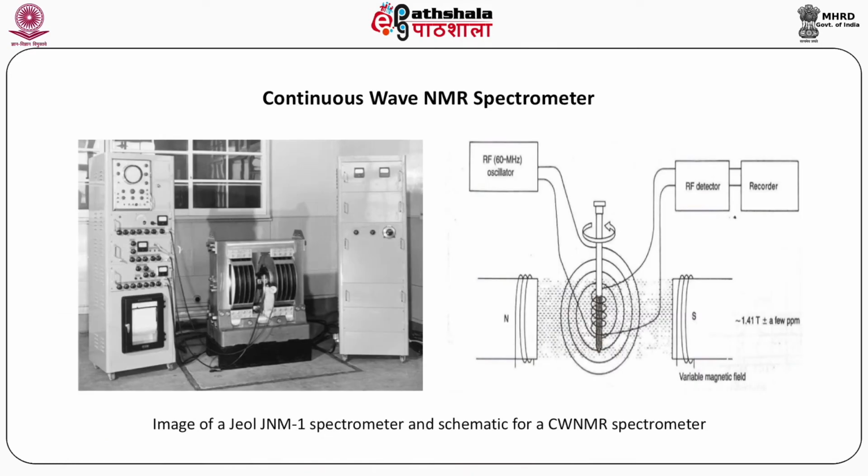So, here you see the image of a JEOL JNM1 spectrometer and also a schematic for the CW NMR spectrometer. The square poles N and S, as they are labeled, are the poles of an electromagnet, and what you see inside that is a coil, and inside the coil is the sample, and it is also indicated that the sample is spinning. There is an RF coil, called the transmitter coil, for application of the RF frequency, and then there is an RF detector coil and the signal goes to the detector.